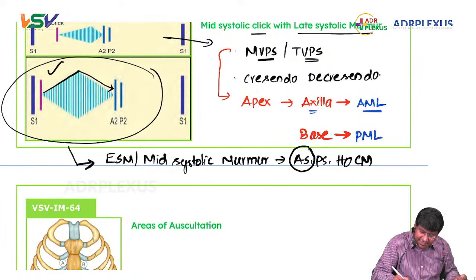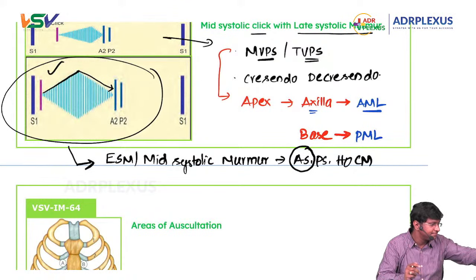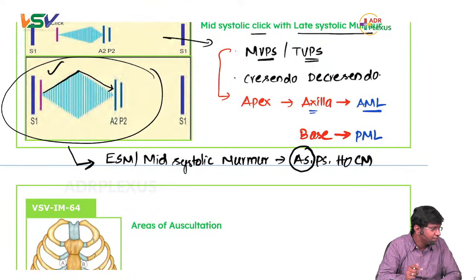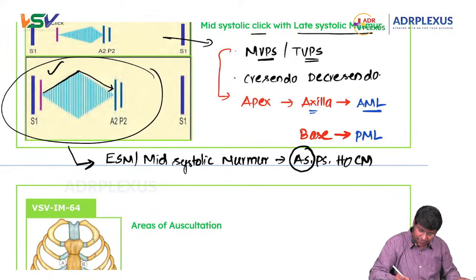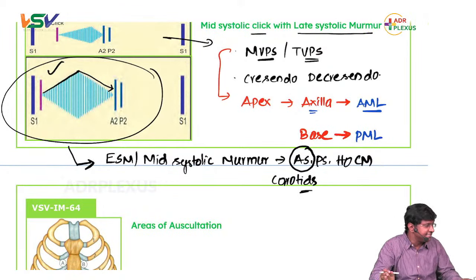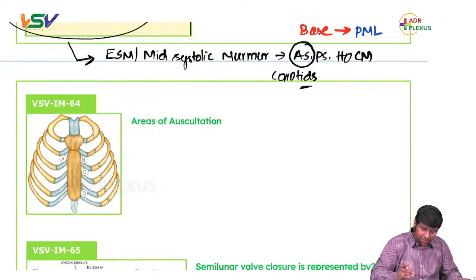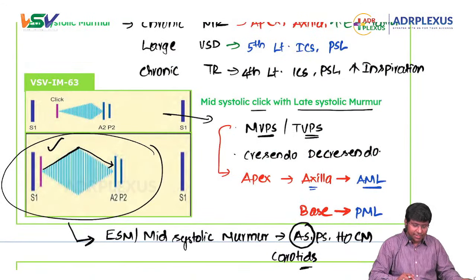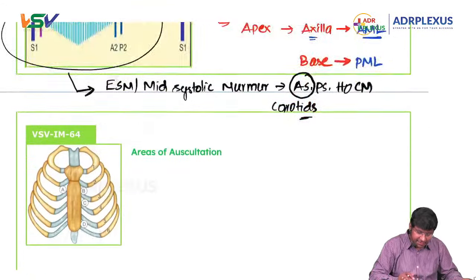And you take this AS murmur. Where will this AS murmur radiate to? The AS murmur will radiate to the carotids. Very good. The AS murmur will be radiating to the carotids. Okay, so that is your mid or the ejection systolic murmur. Done. So that was about the story related to the cardiac murmurs.